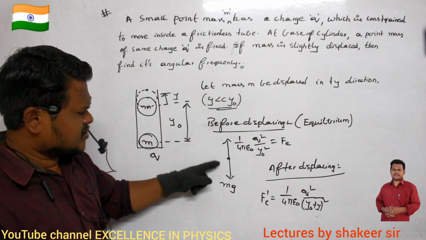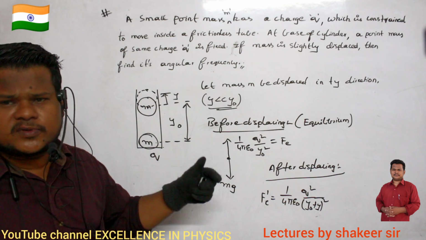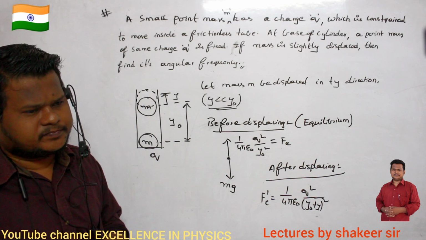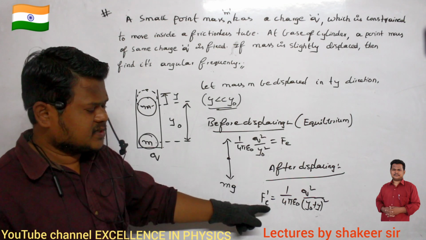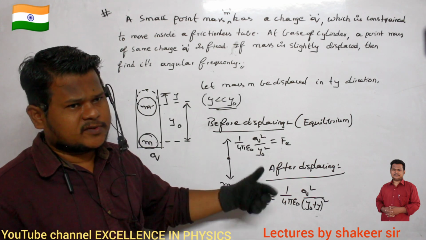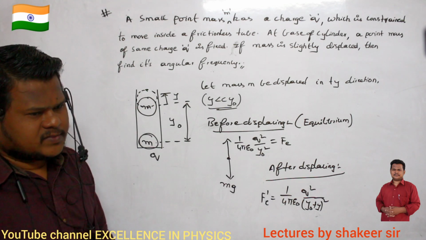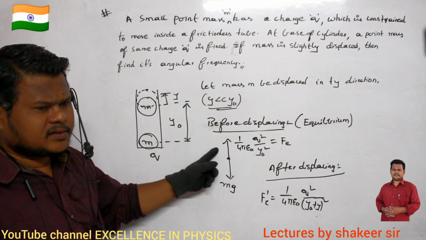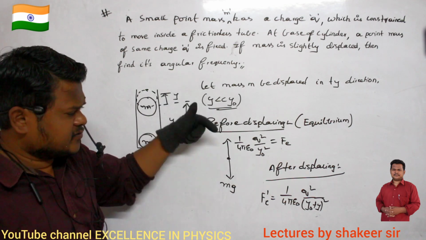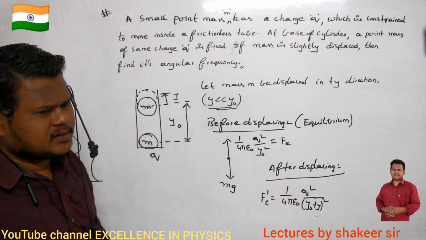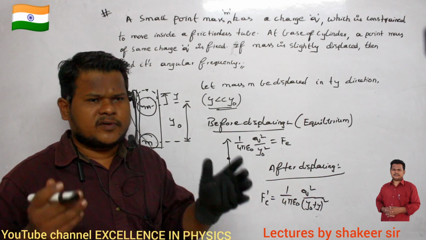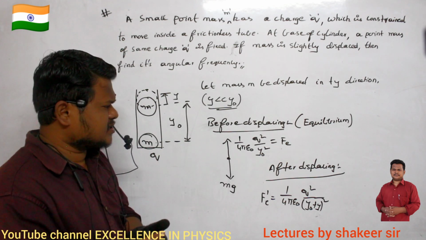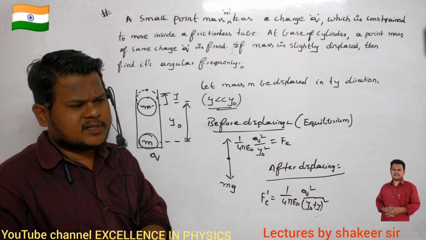So now can I say the upward force and downward force are balanced? Now after displacing, are they balanced? No. Which force is greater than which force? mg is greater than this force. It means the net force is acting in which direction? Downwards direction. If the net force is acting in the downwards direction, then the acceleration will be in which direction?